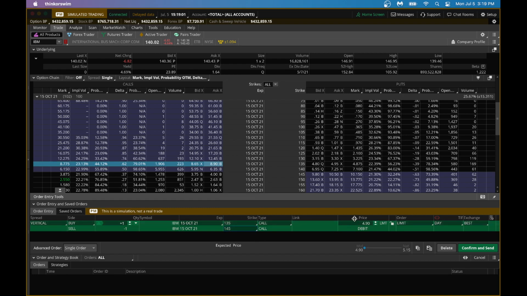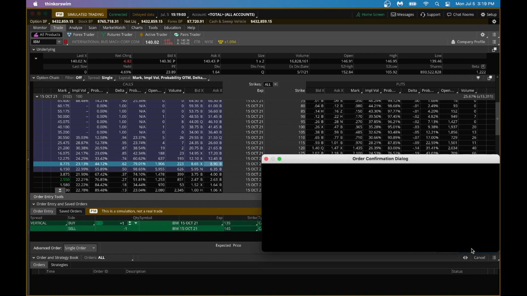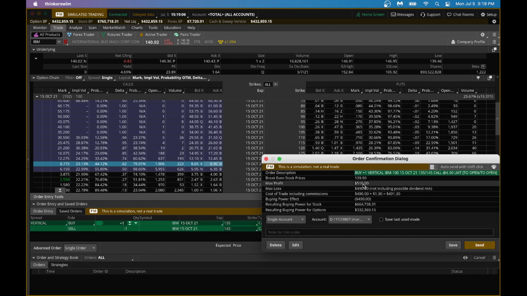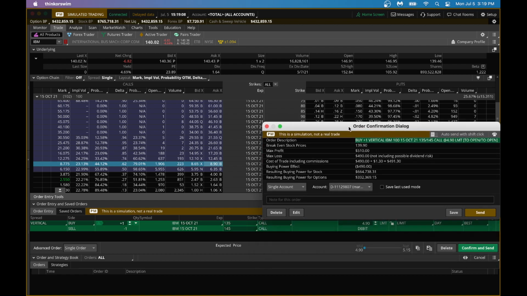So I pay $4.90 for this spread, and if I confirm and send, I make $5.10. The way to understand this is really it's a $10 wide spread. Stock is at 140. I bought 135. I'm selling 145. $10 wide spread. So I paid $4.90, and the remaining portion of $10 is $5.10. That's your profit potential. So that's one way to understand whether to go for this spread or not. This has got good risk reward ratio. If I lose 490.